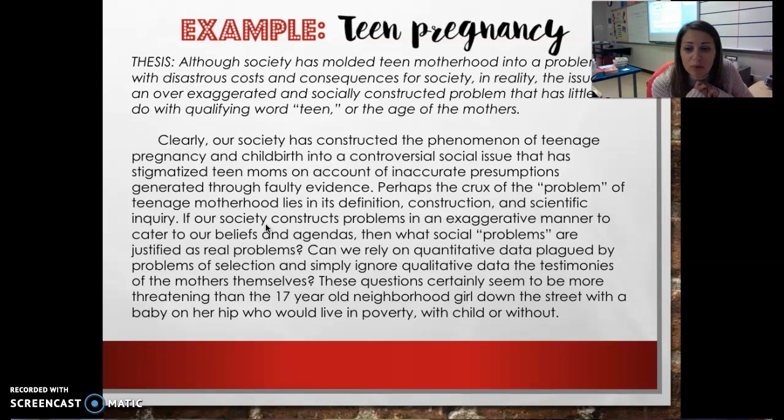Perhaps the crux of the problem of teenage motherhood lies in its definition, construction, and scientific inquiry. If our society constructs problems in an exaggerative manner to cater to our beliefs and agendas, then what social problems are justified as real problems? Can we rely on quantitative data plagued by problems of selection and simply ignore qualitative data, the testimonies of mothers themselves? These questions certainly seem to be more threatening than the 17-year-old neighborhood girl down the street with a baby on her hip who would live in poverty with child or without.